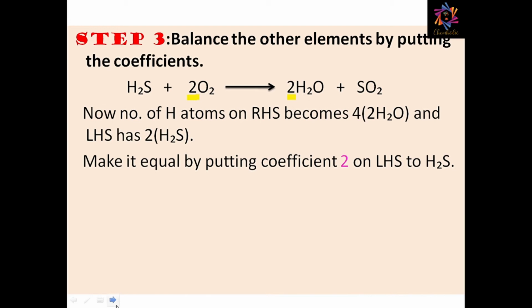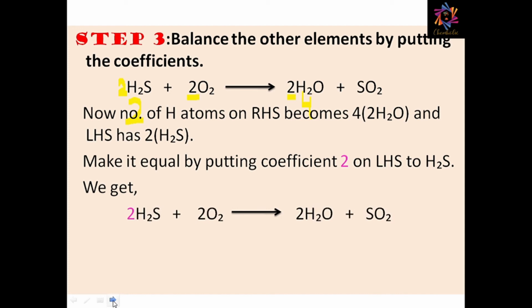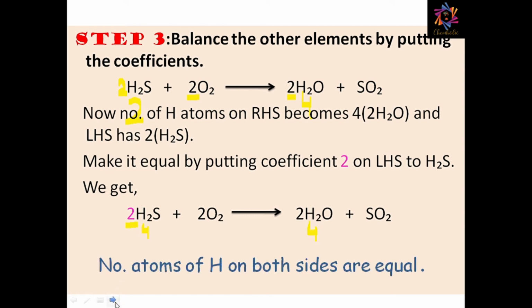That means if we have 4 here, and we have 2 here, what is the simple thing that we need to do? Just multiply here 2, it will be equal to 4, so that they will be balanced. So we get this type of equation. So by just simply putting 2, it makes it 4, and here also it is 4. That means now the number of hydrogens on both sides are balanced.